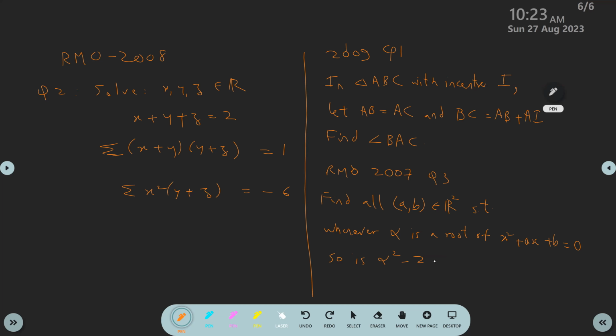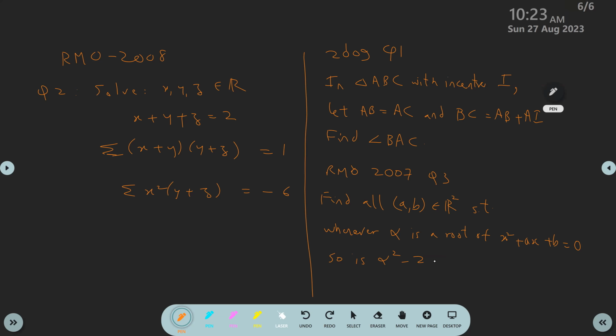Yes, sir. So first, I basically wrote the equations and then I wrote x plus y as 2 minus z, y plus z as 2 minus x, and x plus z as 2 minus y. Yeah, or you can calculate sigma 1, sigma 2, sigma 3.